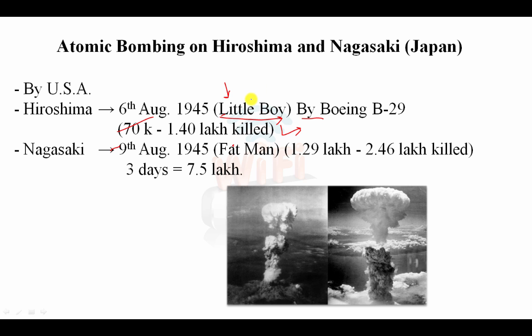Only the name of the atom bomb and the date are important: 6th August and 9th August, Hiroshima, then Nagasaki. On 9th August 1945, Fat Man was the name of that bomb, and it killed nearly 1.3 lakh to 2.46 lakh people. In a span of 3 days, nearly 7.5 lakh people died because of these atom bombs. So, Little Boy and Fat Man, Hiroshima and Nagasaki.